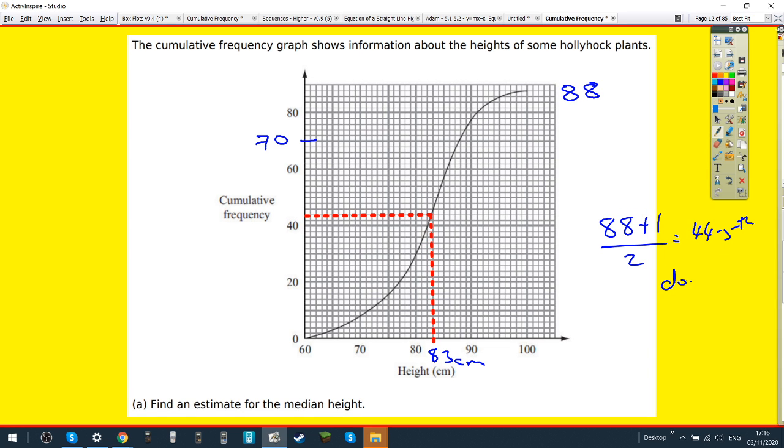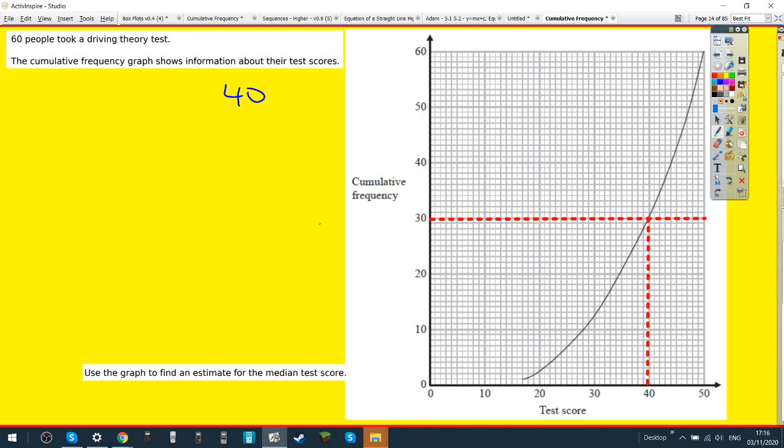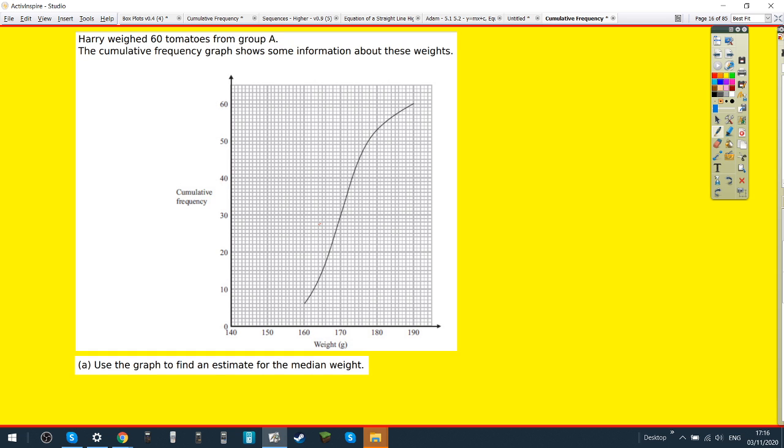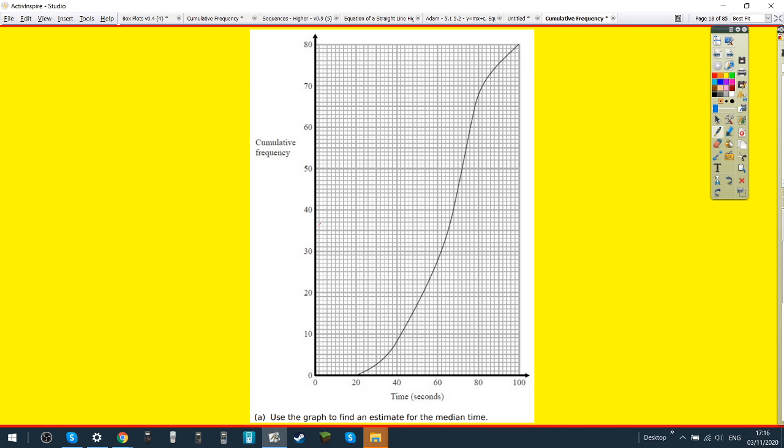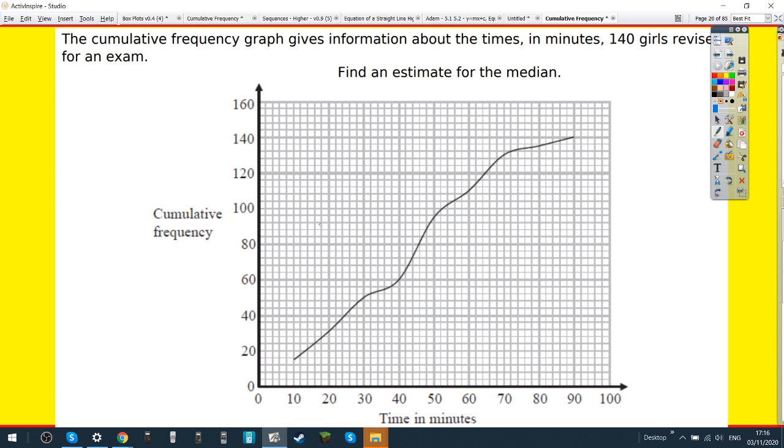So this one, don't bother. 44 is fine. Because with a graph, we're just doing it by eye anyway. And this one, that's going to be fine. These are going to be fine.